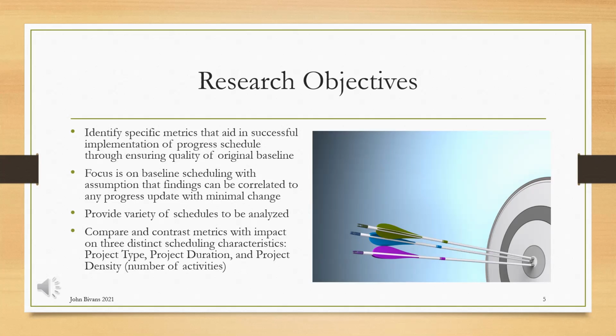In addition, there is a comparison and a contrast of the metrics with impact on three distinct scheduling characteristics, those being the project type, the duration of the project, and the project density, which in this case refers to the number of activities within the baseline schedule and not the weight of the logic within the baseline schedule.